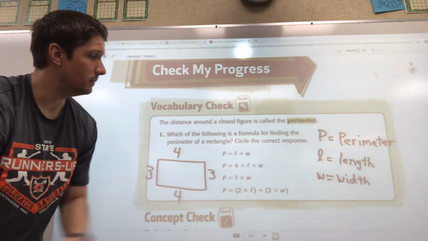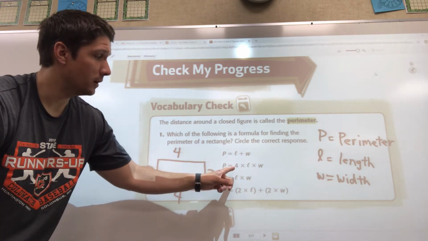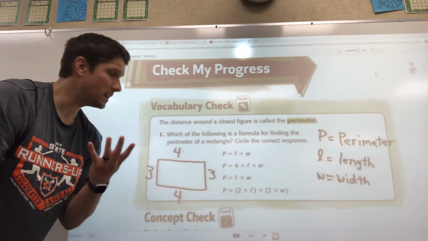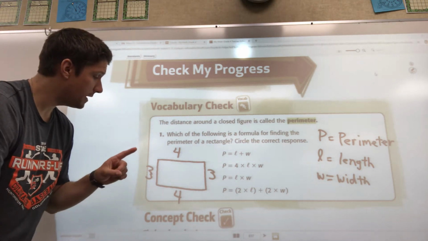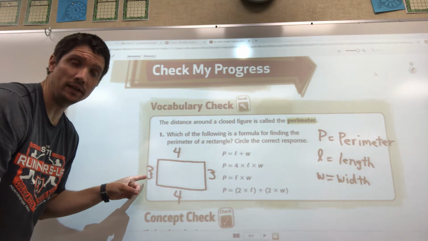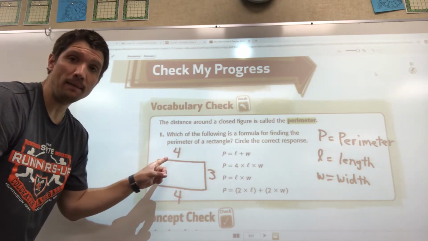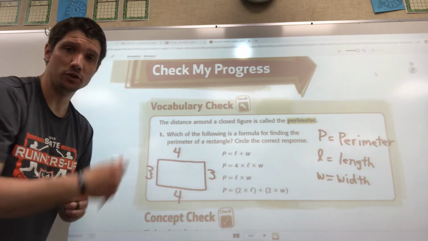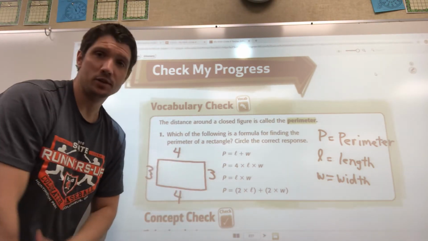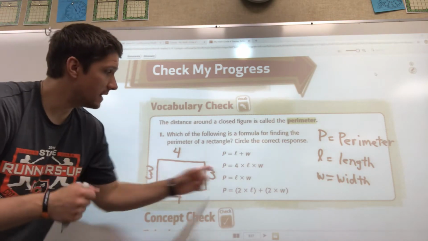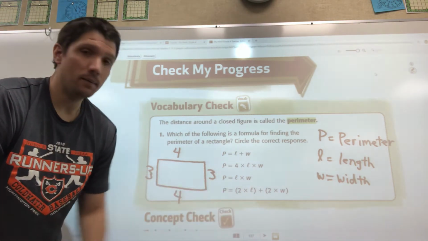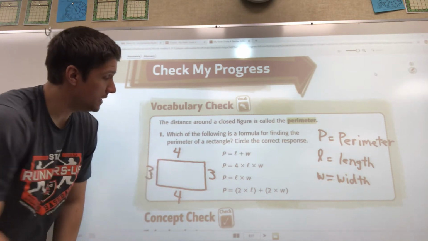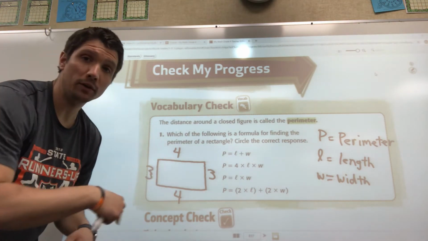Okay, the next one, it says 4 times the length times the width. So that means we would take the number 4, multiply it by the length, which would be 3, and then multiply that by 4, which would be our width. That would give us a really, really large number, okay? So the second option is not going to be the correct equation. Next, L times W.